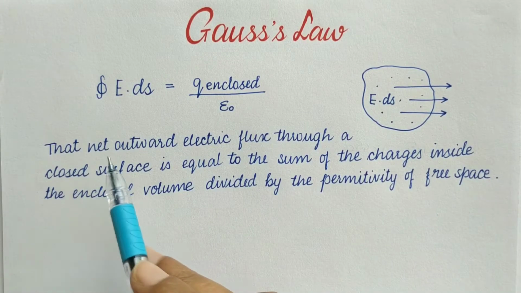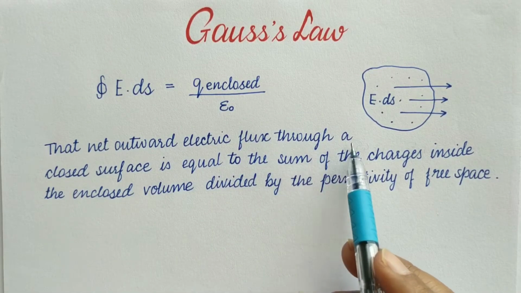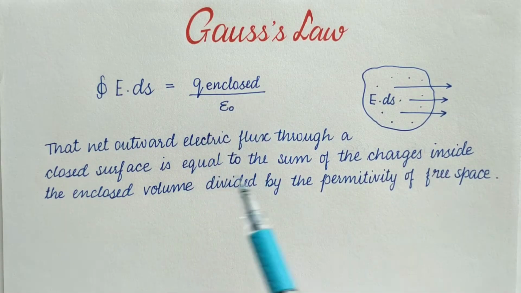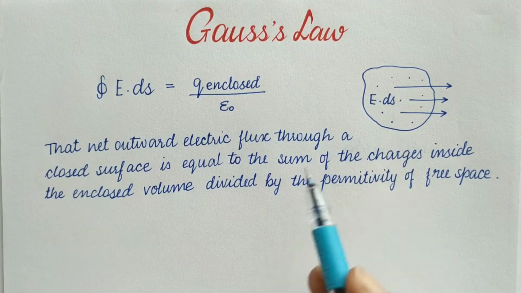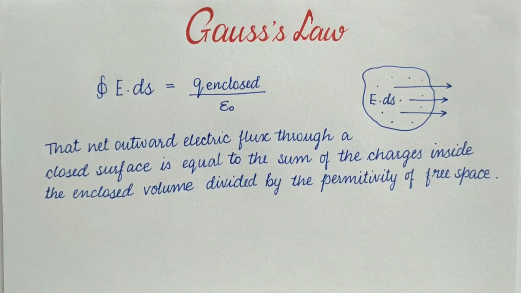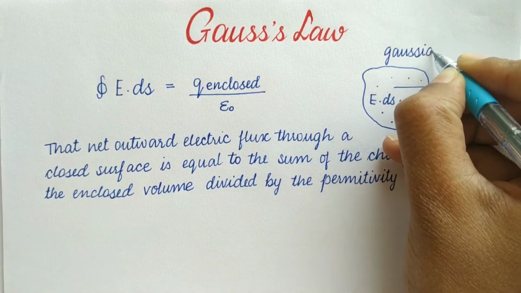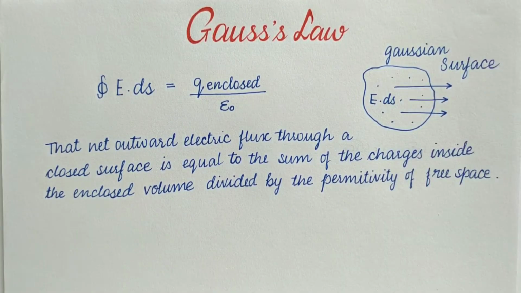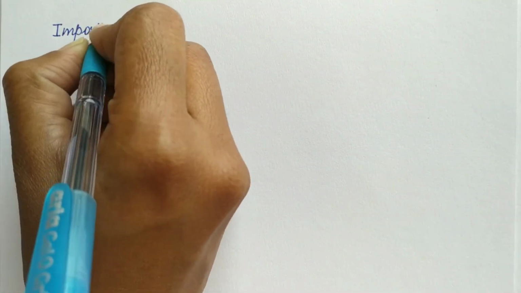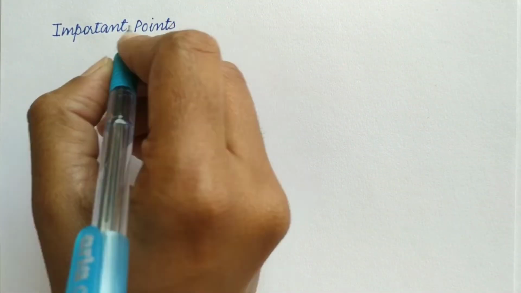So, the net outward electric flux through a closed surface is equal to the sum of the charges inside the enclosed volume divided by the permittivity of the free space. Here, such a hypothetical closed surface is known as Gaussian surface. So, the easiest way to calculate the electric field is through the Gauss law. Now, coming to the three important points of electric flux.